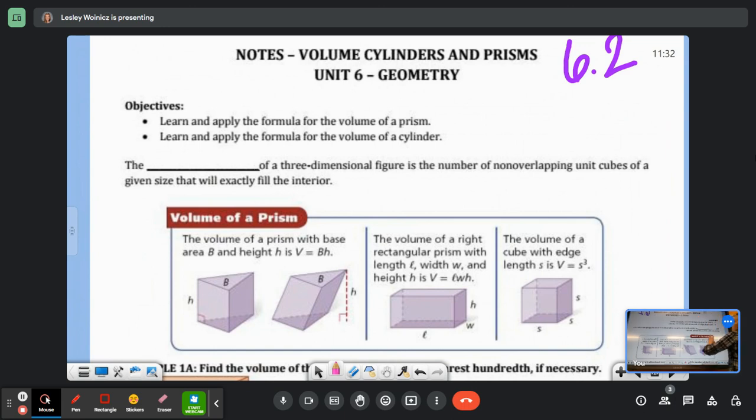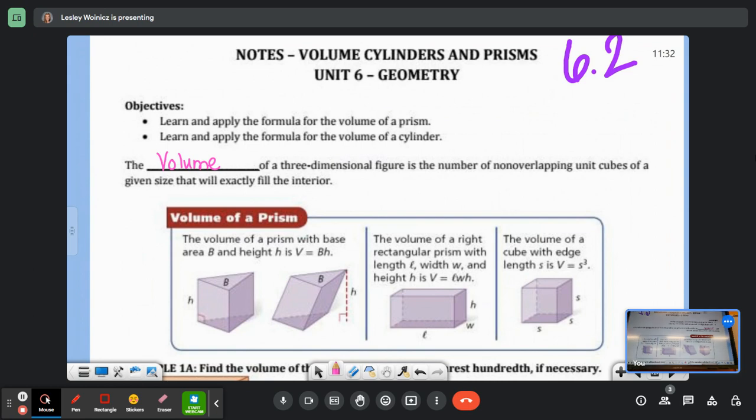Okay, so we are doing volume today, or starting volume. Okay, so everyone get out your volumizing root spray. Just kidding. I'm talking about figures, not hair.